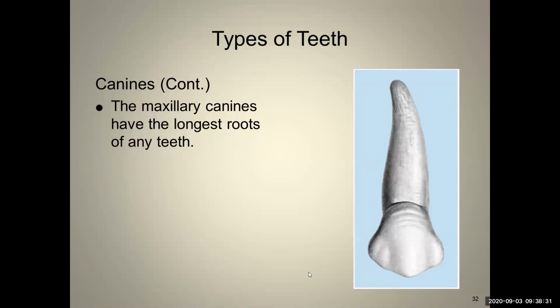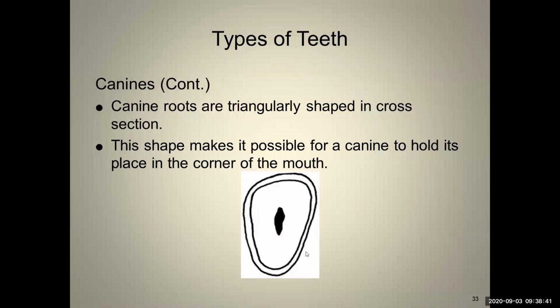Maxillary canines have the longest roots of any teeth. The canine roots are triangular in shape. It makes it possible for the canine to hold its place in the corner of the mouth. Shape and function.